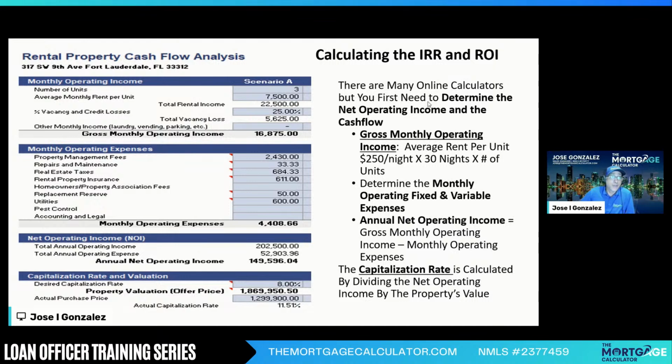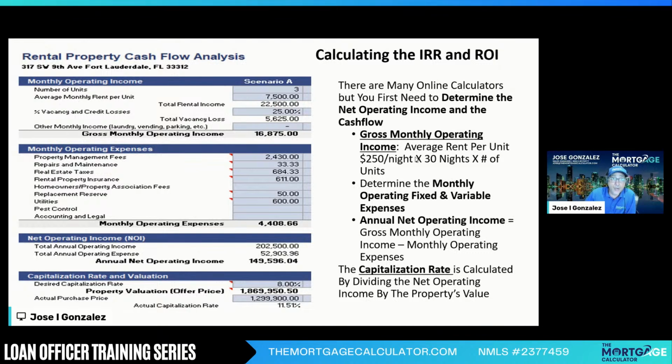So first, you start with determining what is the gross monthly operating income. And to determine that, as you can see in the first section up on the top, we have 3 units for this property, average monthly rent per unit, total rental income for the 3 units per month. Then we have a vacancy factor, and we have a gross monthly operating income.